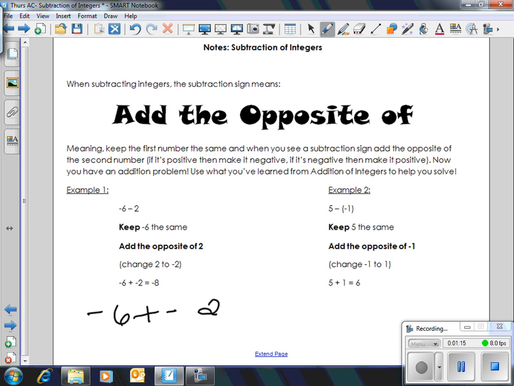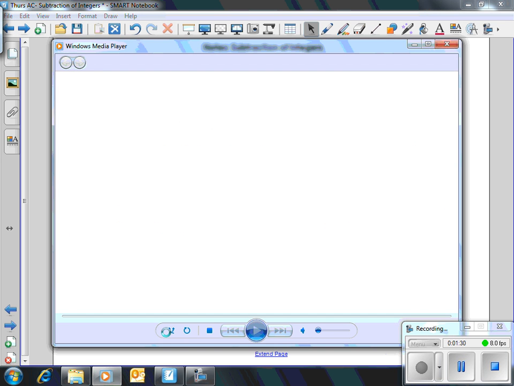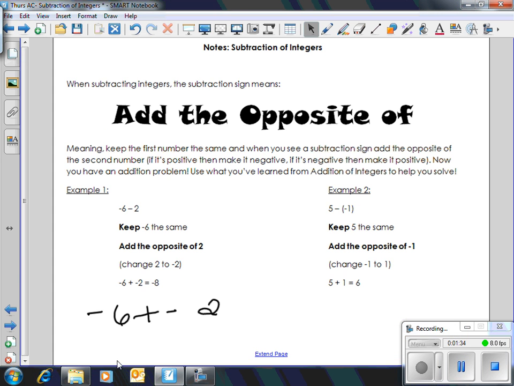So if we change it to a negative 2, now we have negative 6 plus negative 2, which as you learned from yesterday means that you owe somebody $6 and you owe somebody $2. Therefore, you owe them total negative $8.